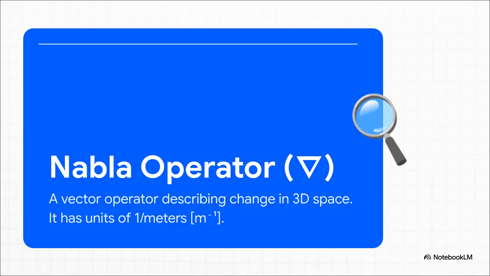And our main tool is this guy right here, the nabla operator, that upside-down triangle. So what is it? Well, it's basically a vector operator that tells us how things are changing in 3D space. It's a way to measure change. And look at its units, 1/meters. That's a huge clue. It's all about how much something changes per meter of distance.